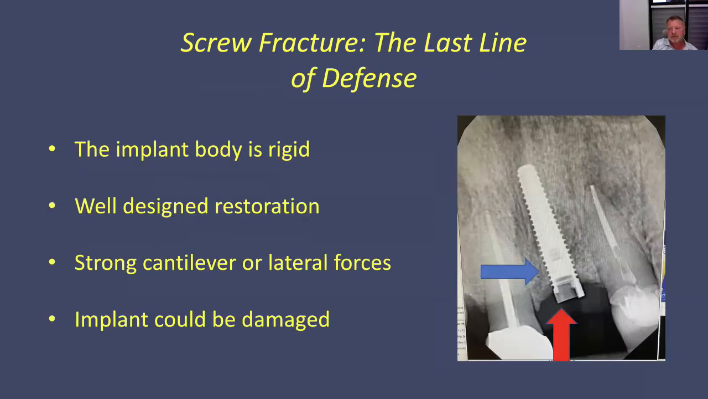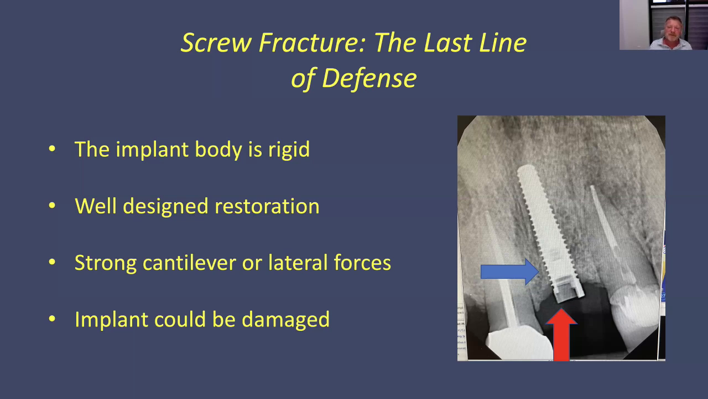So let's talk about removing the screw fracture. You know, the screw is kind of the last line of defense, right? If everything adds up, we've got a good restoration, a great abutment, everything's built right, that screw fracture is really the last line of defense. Technically, the last line of defense is the collar of the implant, but if we get a collar fracture, that no longer is a restorative problem, that becomes a surgical problem.